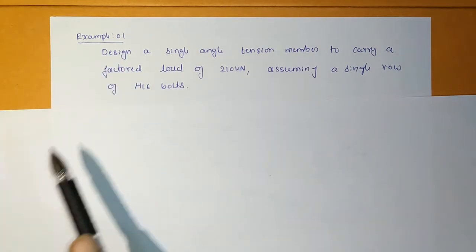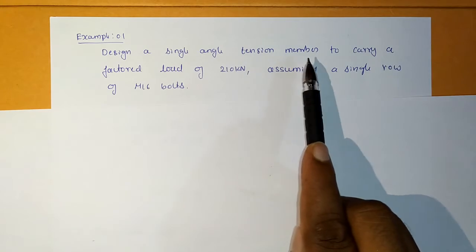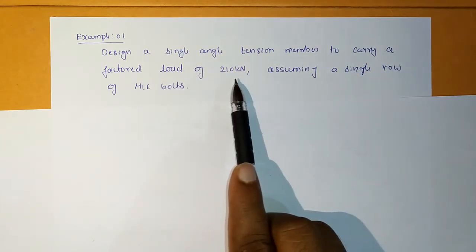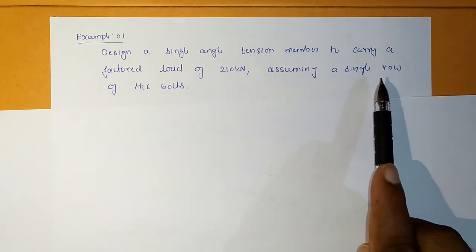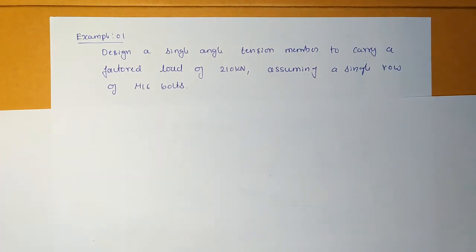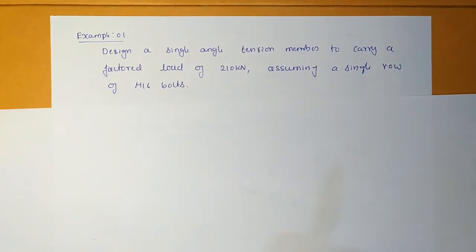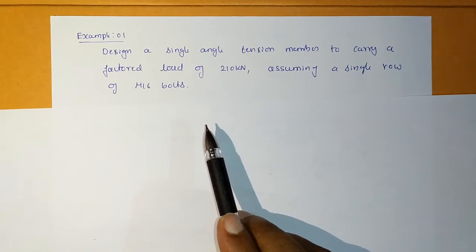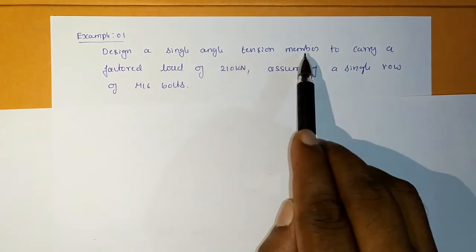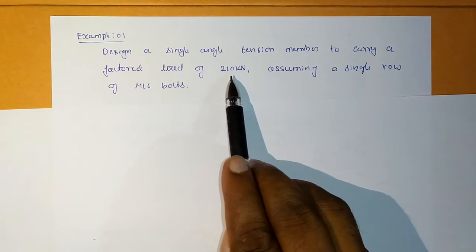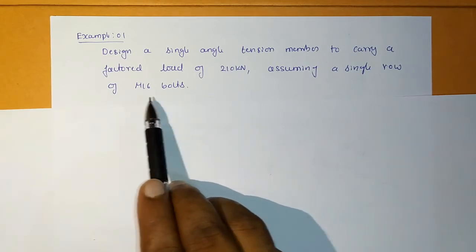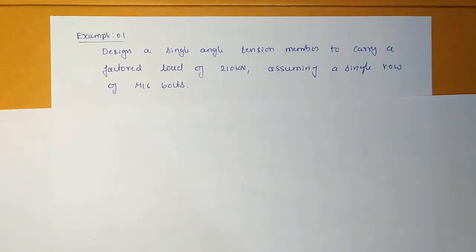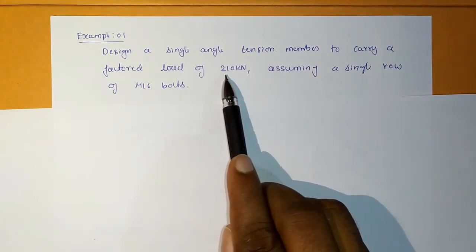Design example number 1. Design a single angle tension member to carry a factored load of 210 kN assuming a single row of M16 bolts. Here we have to note down two things. One is we have to design a tension member for 210 kN load, and second is we have to design a bolted connection. Now what do you mean by design? For the given load, we have to choose the size of the member, cross-sectional area and other geometrical details. That is called design.